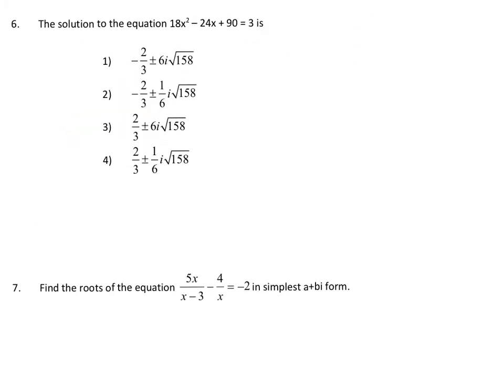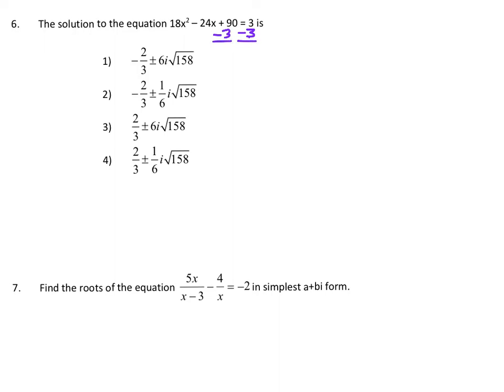Okay, number 6 wants us to find the solution to this equation. Now, if you look ahead at the answer choices, you could tell, just by the way they're written with the radical and the plus and minus, that we're going to wind up having to use the quadratic formula. All right, so let's get started. First thing you want to do is get one side of the equation set equal to 0. So I'm going to subtract 3 from both sides of the equation.